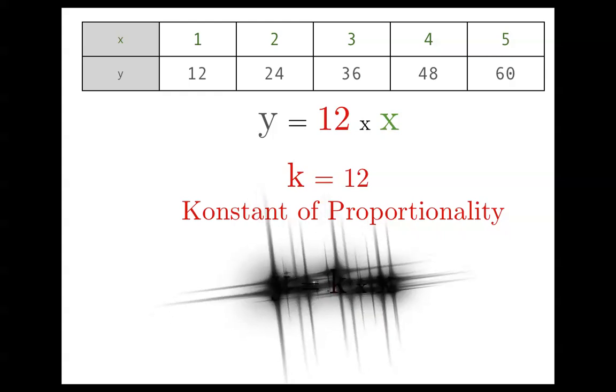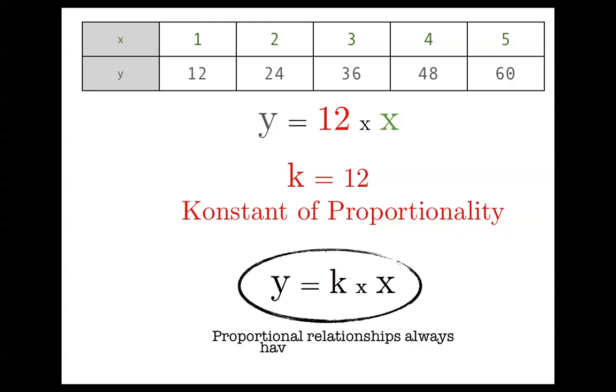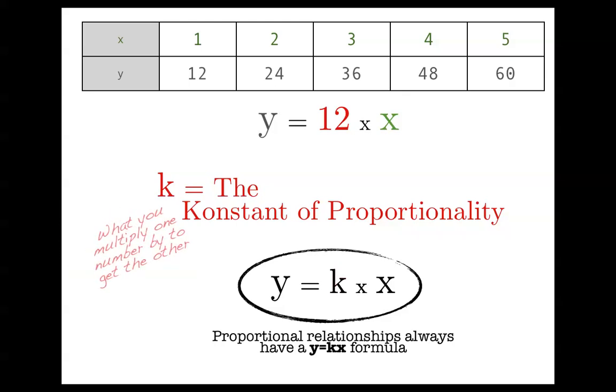Okay, so that's what we do with proportional relationships. They always have a y equals k times x formula. In other words, one variable equals the constant of proportionality times the other variable. Remember, k is the constant of proportionality, and to find that number, you just have to figure out what you are multiplying one number by to get the other number. In this case, it's 12. Now, you can figure it out also by just taking the y and dividing it by the x, and that should give you the constant of proportionality.